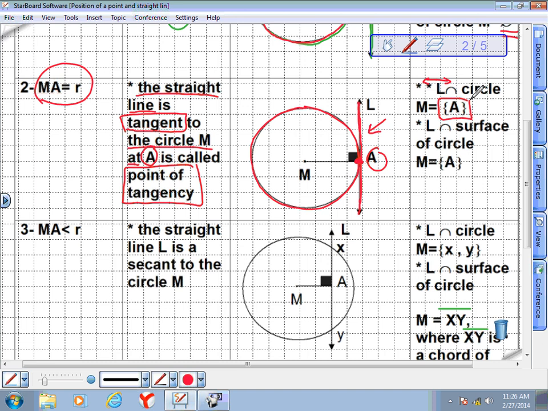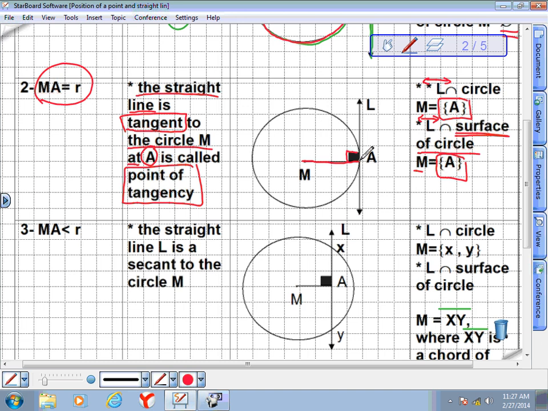The second note is that the straight line L intersects the surface of circle M also at the point A. We notice that there is a perpendicular sign between the straight line L and the circle M at the point of tangency. So we must know that the tangent is perpendicular, like here, the straight line L is perpendicular to the radius at the point of tangency.